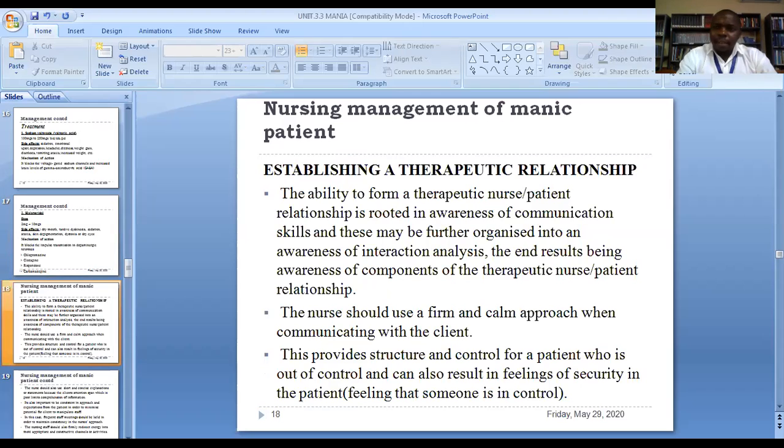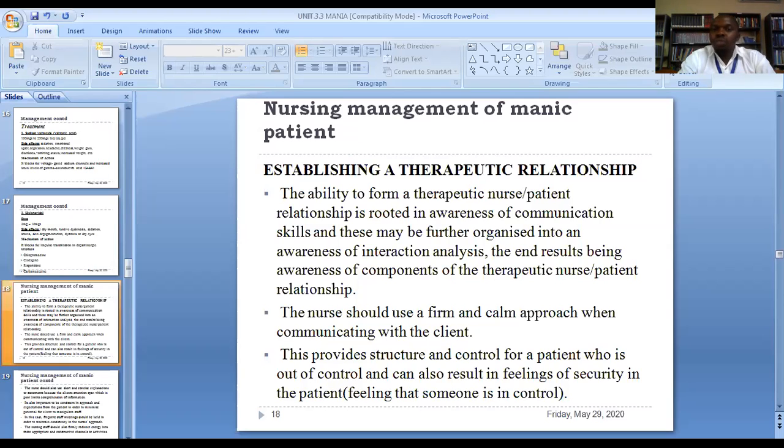Now, let's look at the nursing management of mania. When you receive a manic patient in your ward, the first thing you should consider is establishing a therapeutic relationship. Remember, this is also in accordance with the nursing model written by Peplau, where he talked about the nurse-patient relationship. So the ability to form a therapeutic nurse-patient relationship is rooted in awareness of communication skills, and these may be further organized into an awareness of interaction analysis, the end result being awareness of components of the therapeutic nurse-patient relationship.